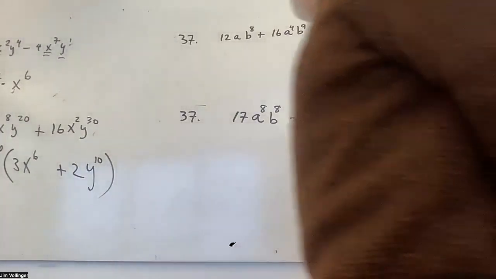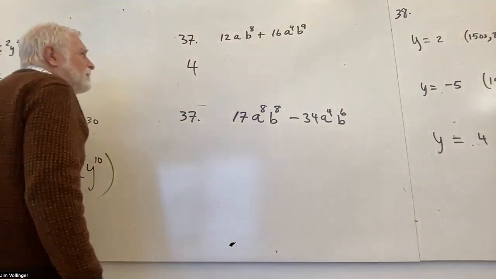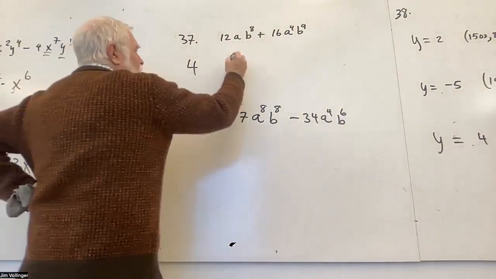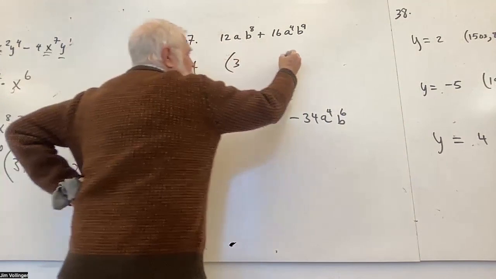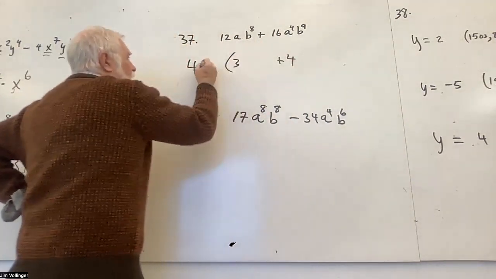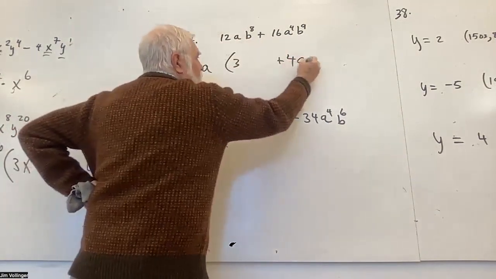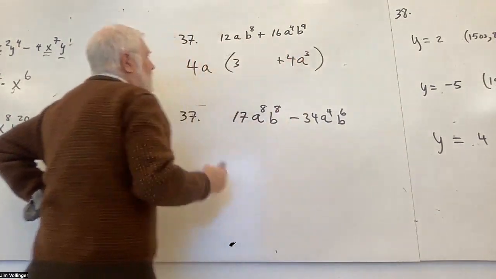Quickly and easily, hopefully. What fits into 12 and 16? I do believe 4 is the common factor. 4 times what? 3. 4 times what? 4. A and A to the 4th. A is common, I don't have to do anything there. I need 3 more here.